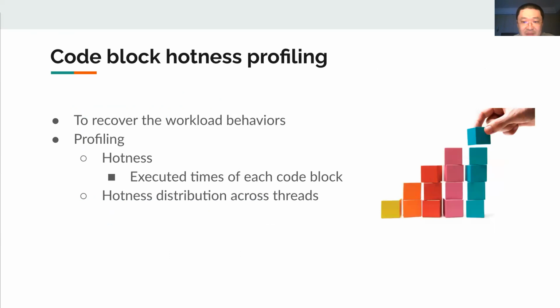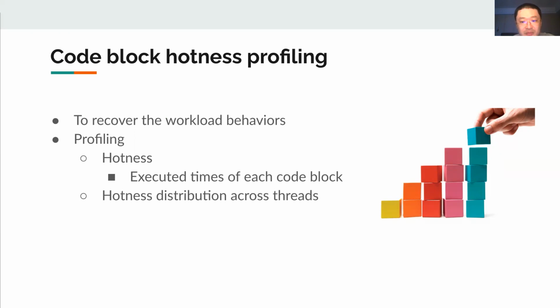The first step is code block hotness profiling. The purpose is to get the information of dynamically executed instructions of the original benchmark. This information can be used to recover the workload behaviors in program generation. FADATest adopts binary instrumentation for the code block hotness profiling.